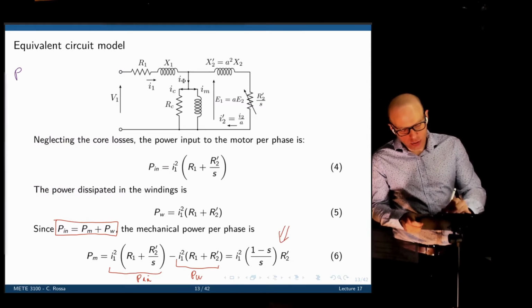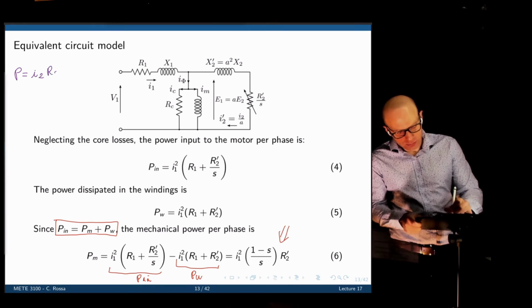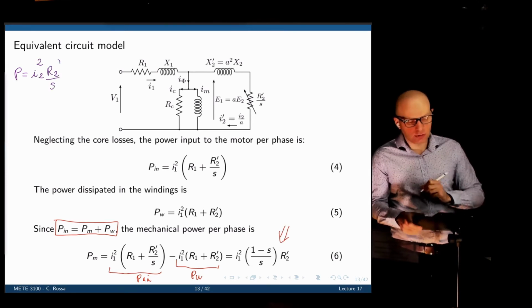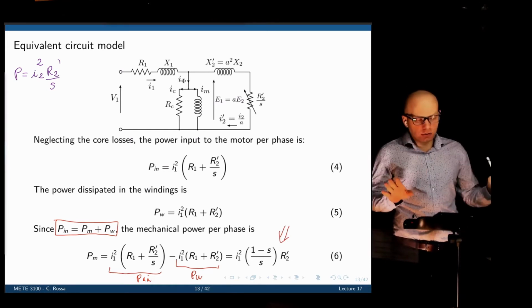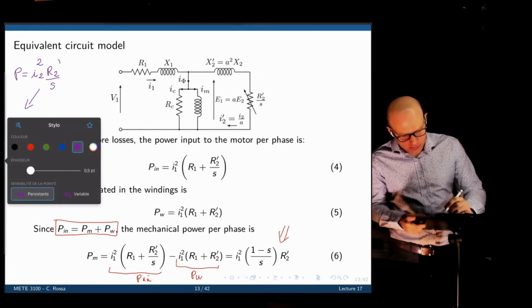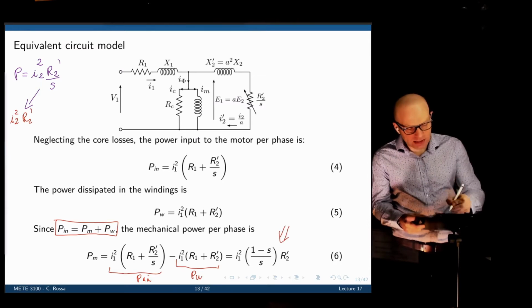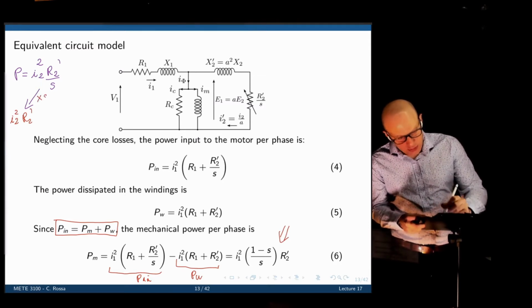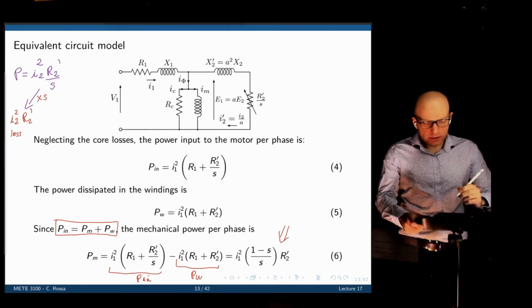We had a power going into the air gap. The power going into the air gap was I2 squared R2 prime over S. This is the power going into the air gap, and that is going to split into two. One part of this power is dissipated in copper loss, and that amount is I2 squared times R2 prime. So we basically multiply the input power in the air gap by S, and then you get the copper loss here.